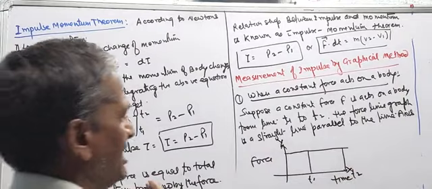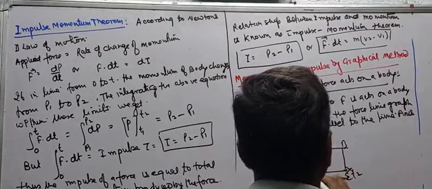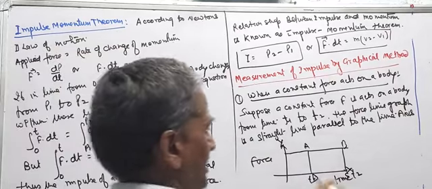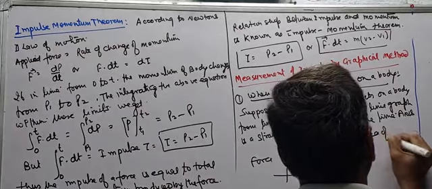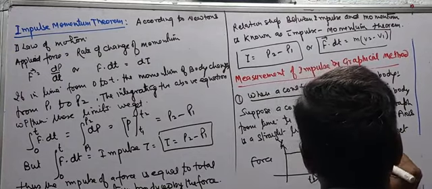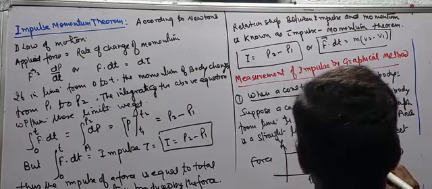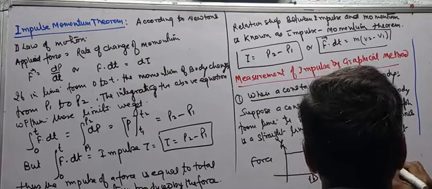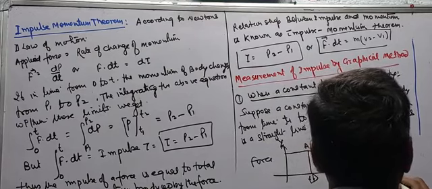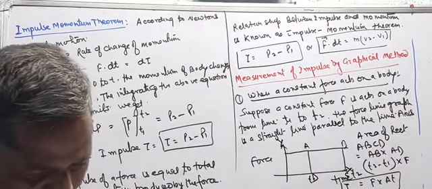Area of rectangle ABCD, points A, B, C, D, is equal to AB into AD, and here AB equal to T2 minus T1 into F, that is F into delta T, that is equal to I.